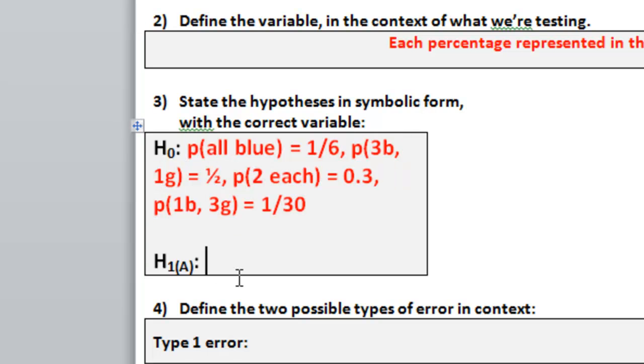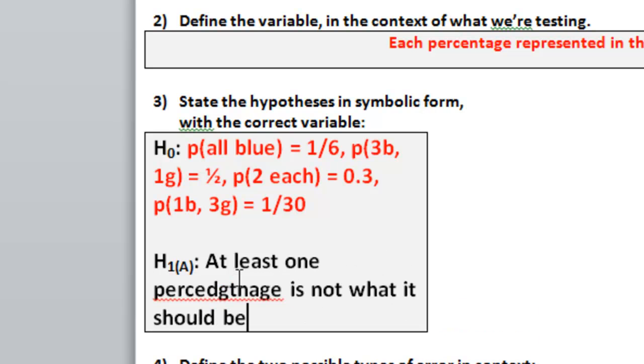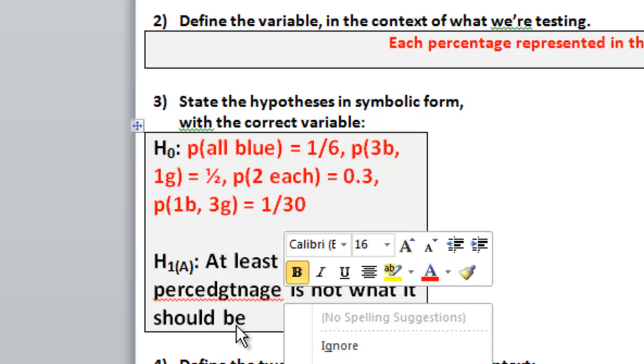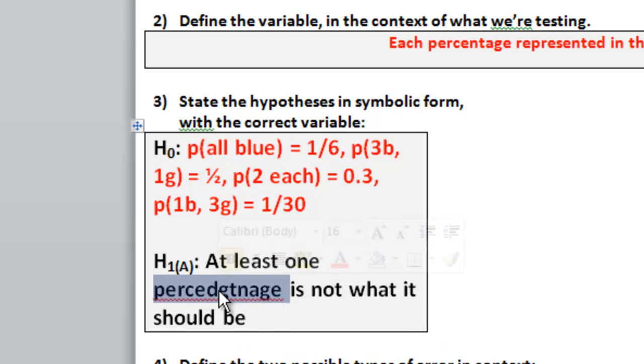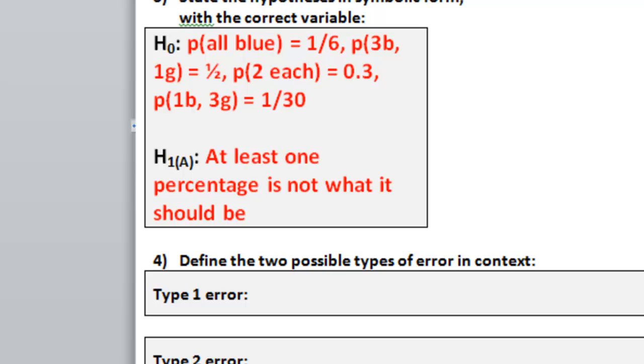If we're not seeing that, that means at least 1 percentage is not what it should be. So there you go. So the idea now is which one of these can we support with our test statistic and p-value down here. We'll get to that momentarily.